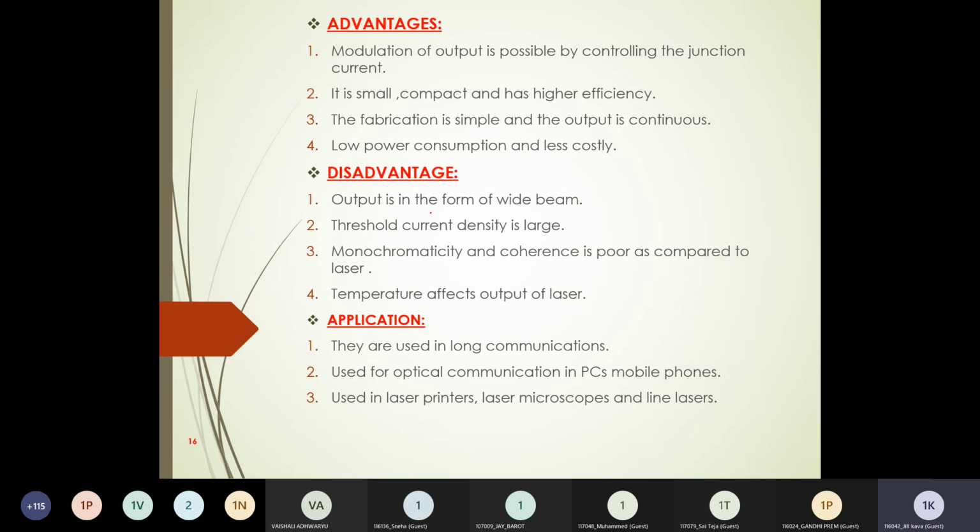Its disadvantage is that the output is in the form of a wide beam, whereas in a simple laser we get a narrow beam. Threshold current density is large, monochromaticity and coherence are poor compared to a laser, and temperature affects the output. Applications: they are used in long-distance communication, optical communication, in PC phones, mobile phones, laser printers, laser microscopes, and in line lasers.